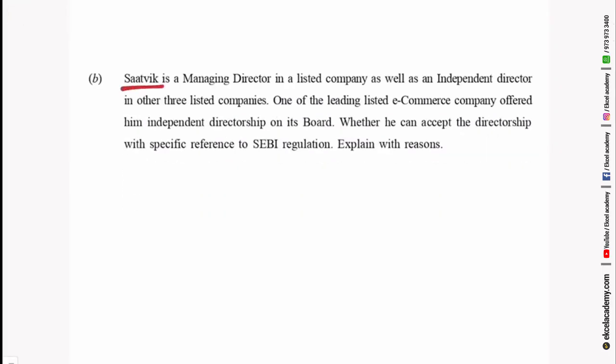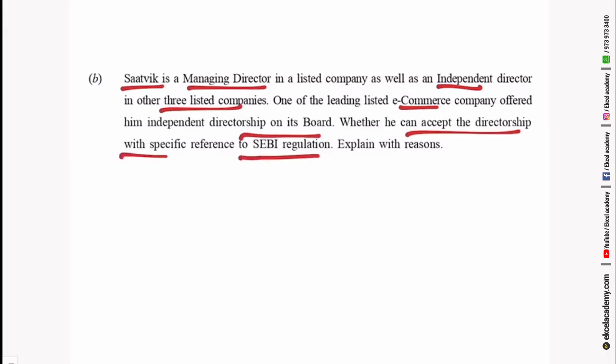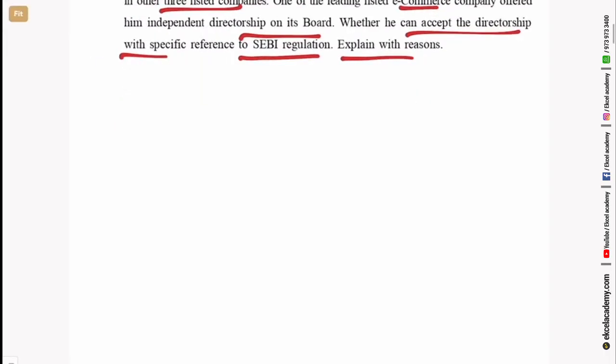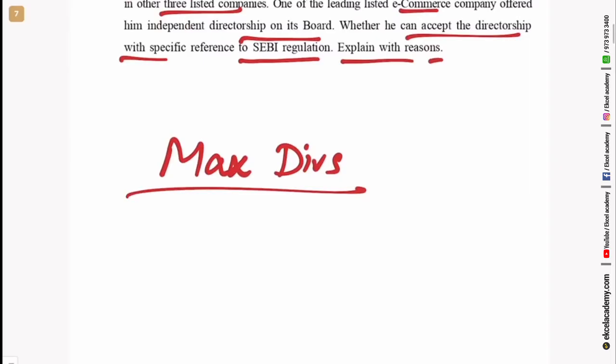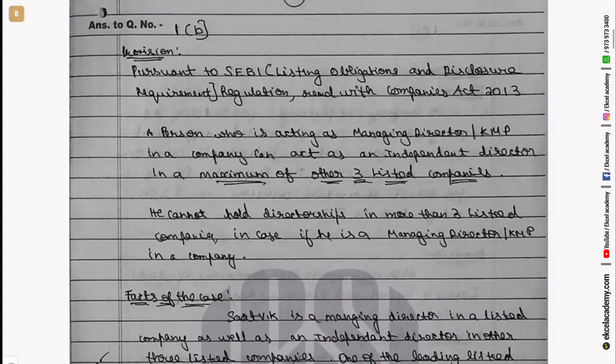Next question is a case law oriented question, and the student here who has got 68 has said what? Satvik is a managing director in a listed company as well as independent director in 3 other listed companies. One of the leading listed e-commerce companies offered him independent directorship, whether he can accept with specific reference to the regulation. So this is relating to what? Maximum directorships that one person can have. They have given the question and they have asked you to give the reasons. It's a fairly simple question.